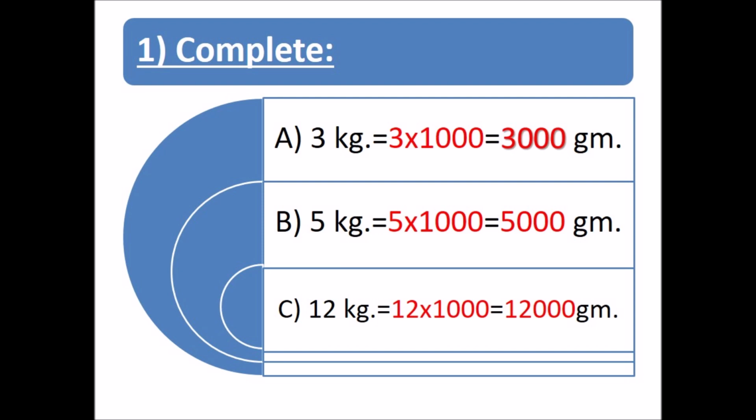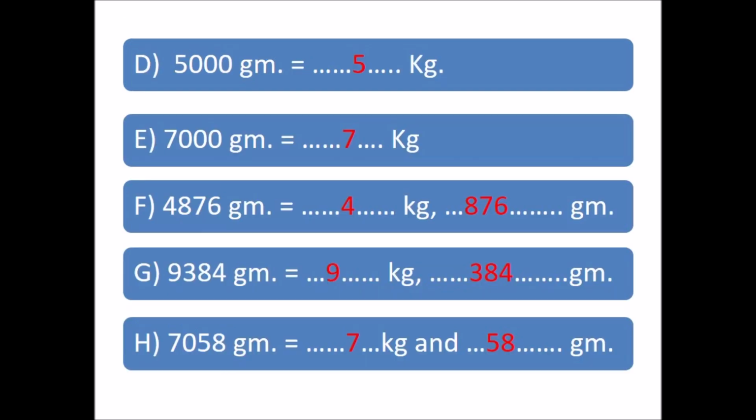Here I need to complete: 3 kilograms equal how many grams? I will make 3 multiply 1000. It will give me 3000 grams. The next one, 5 kilograms equal 5 times 1000 equal 5000 grams. The last one, 12 kilograms equal 12 multiply 1000 equal 12,000 grams.